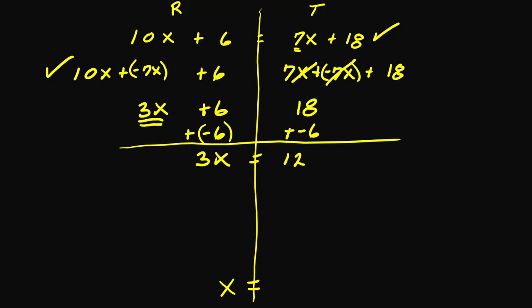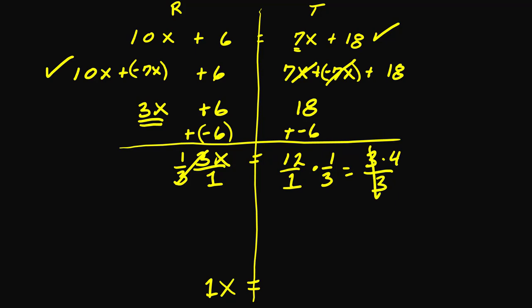This is a multiplication. To undo the multiplication, we multiply by the reciprocal of the coefficient on the x term. The reciprocal of 3 over 1 is 1 over 3, and we multiply both sides of that equation. This becomes a 1. That's why we do that, because we want 1x. And then 12 divided by 3, I'll go ahead and factor that 12, so you can see that the 3's cancel out. So we're left with 1x equals 4.